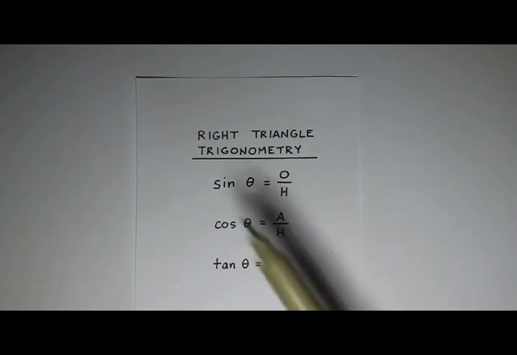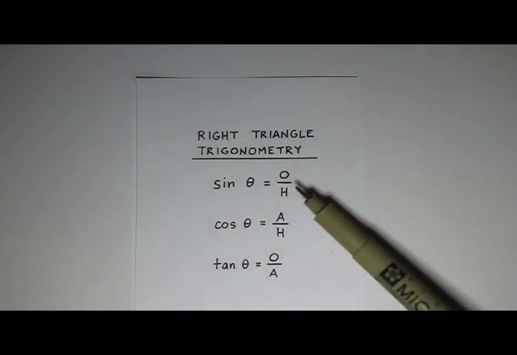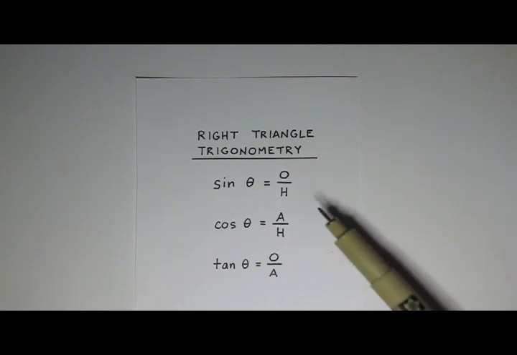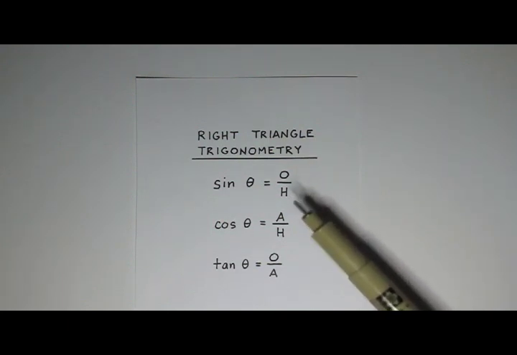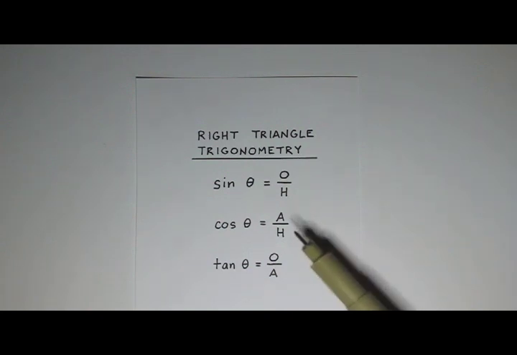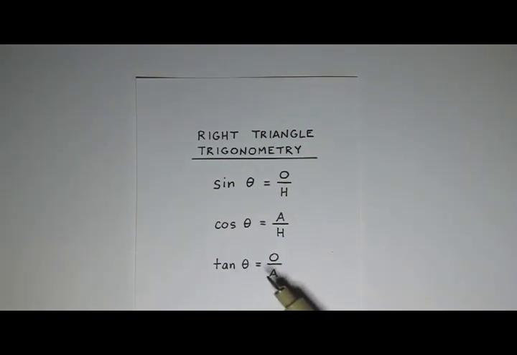So the sine of the angle is the opposite side over the hypotenuse. That's the length of the opposite side divided by the length of the hypotenuse. And then the cosine of the angle theta is the adjacent side divided by the hypotenuse, and the tangent of the angle theta is the opposite side divided by the adjacent side.